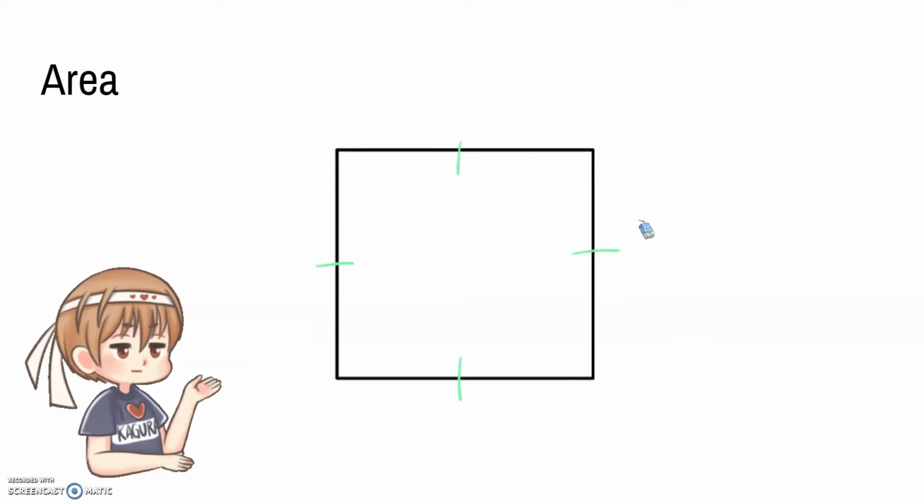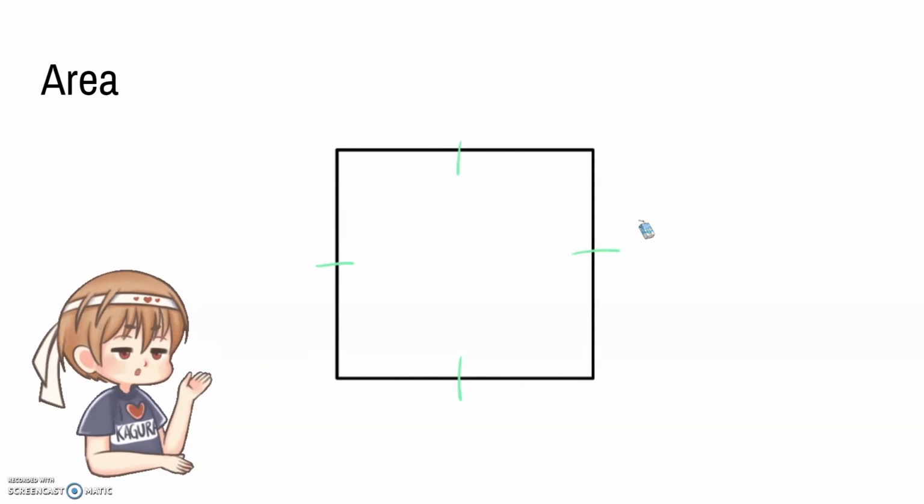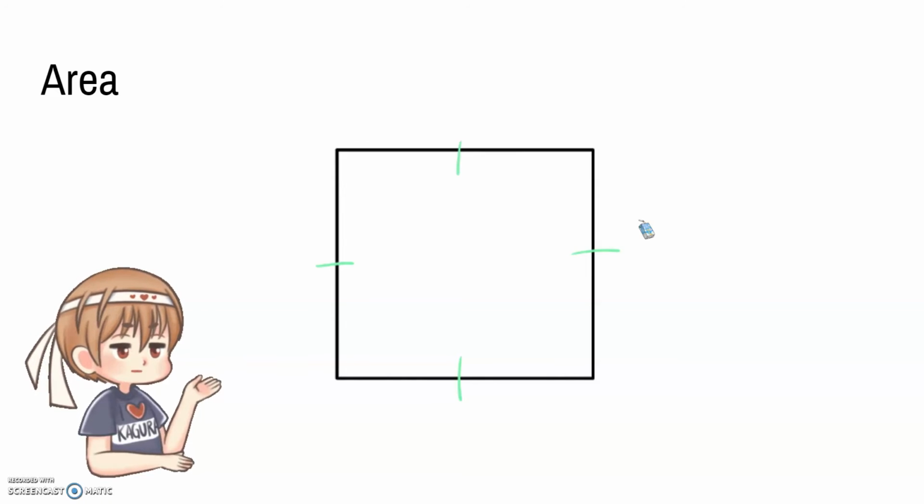With the square, since both sides or dimensions are the same, you just square the side. If the side was 4, then the square's area would be 16.